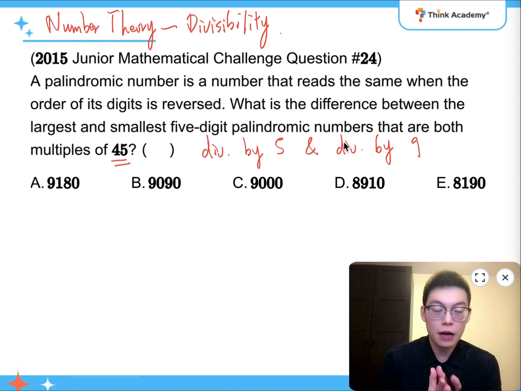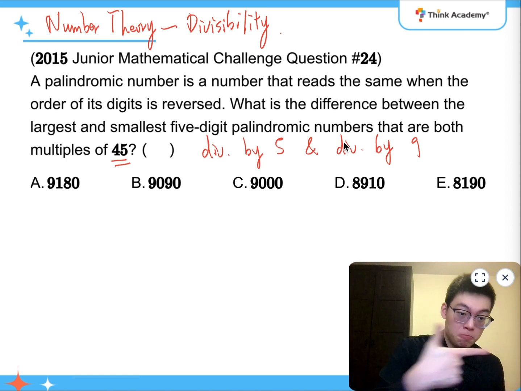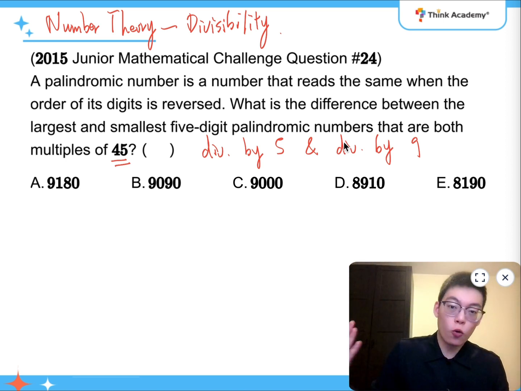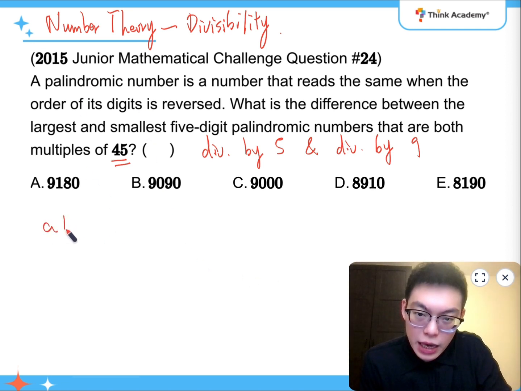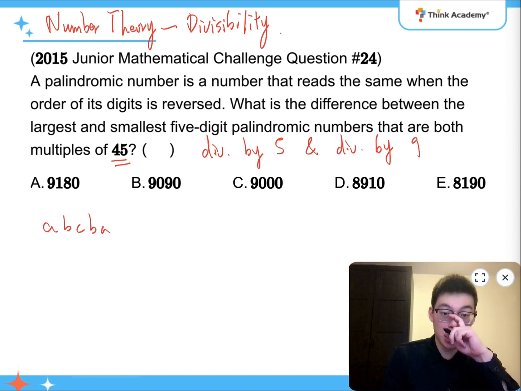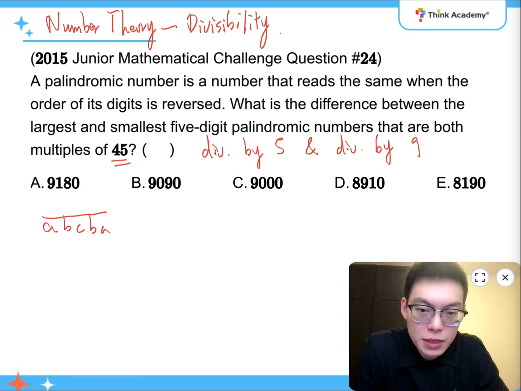So, after that, we can just try to see how this number works. It says that it's a palindromic number, which means that it reads the same when the order is reversed as when it's normal. Which means that it's going to be looking like something like A, B, C, B, A. Right? So let's say this is the 5-digit palindromic number, A, B, C, B, A.